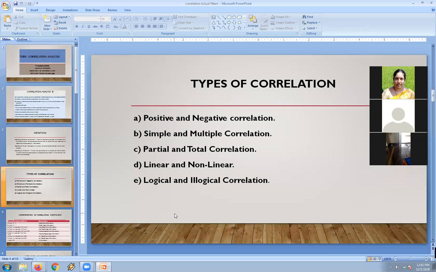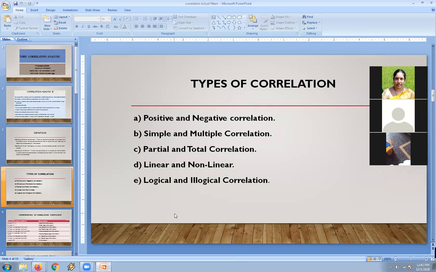Coming to the other type of correlation, that is called negative correlation. Negative means the directions are different. If one variable is moving in the upward direction, the other variable is moving in the downward direction. Such kind of correlation is called negative correlation, where the variables are moving in the opposite direction.